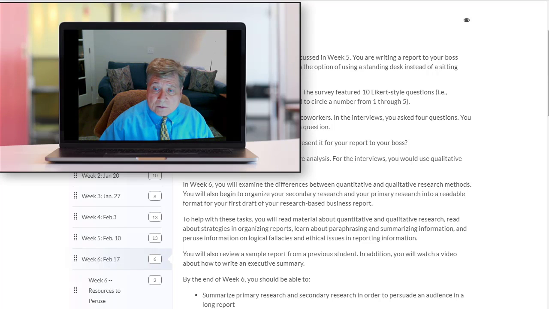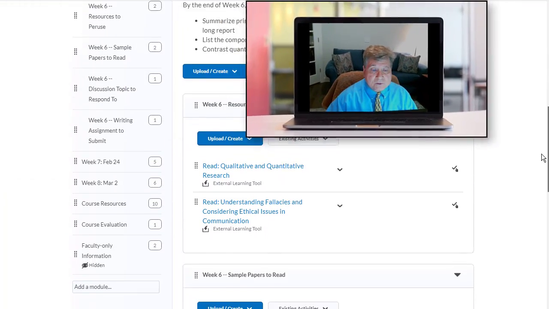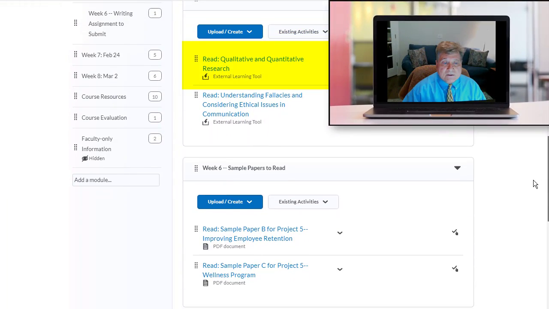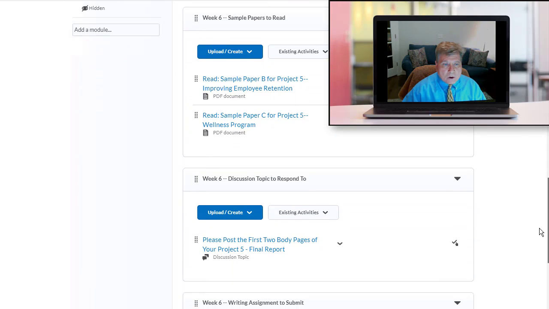And if we scroll on down to resources to peruse, you'll see that you have some excellent resources to help you sort out the differences, I should say, between qualitative and quantitative research and how to report them in this final Project 5. Okay, scrolling on down some more, you are given 2 more sample papers to read.